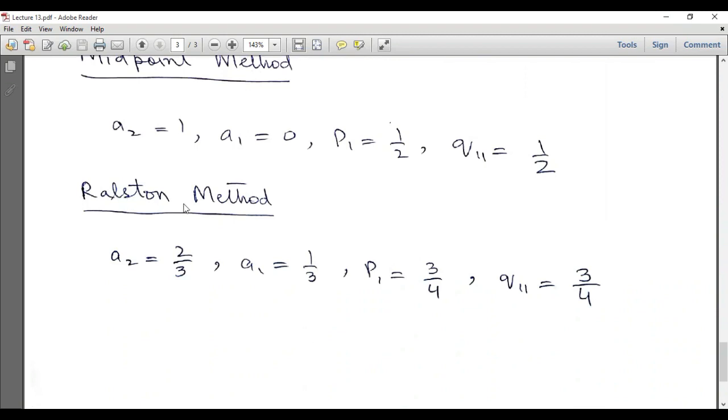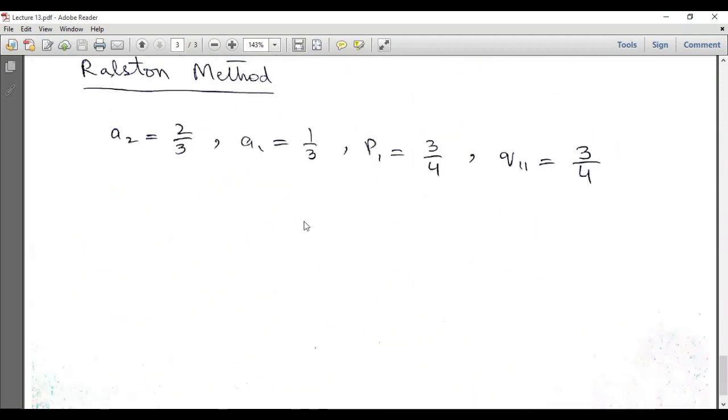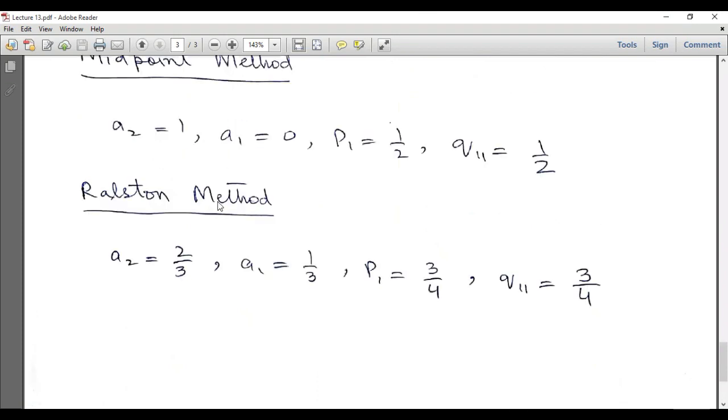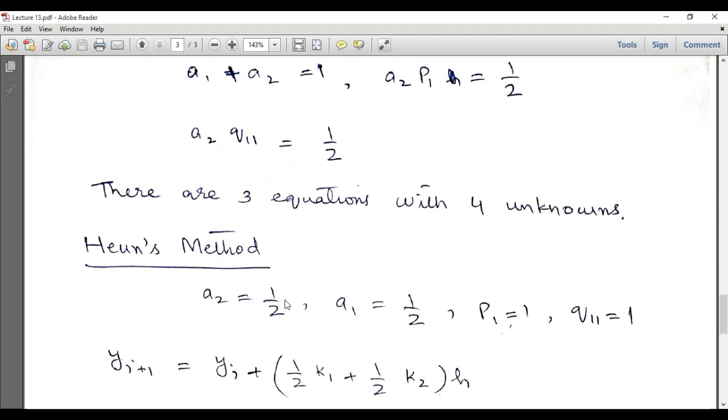And the third method is called Ralston method. And if we consider these values of the constants, a2 equal to 2 by 3, a1 equal to 1 by 3, p1 and q11, again this set of solution will satisfy all these three equations, and that can be one form of the solution. So why are we making these assumptions? Because we have no other way, and we have four unknowns and three equations. So we have to make some assumptions, and those assumptions must satisfy all these three equations. As long as this is true, any assumption can be used as the optimal solution.